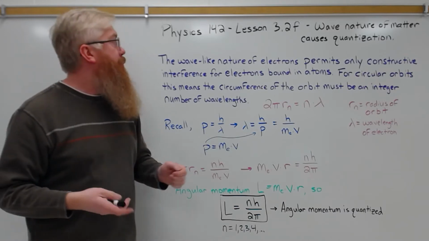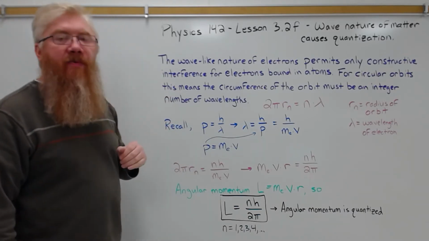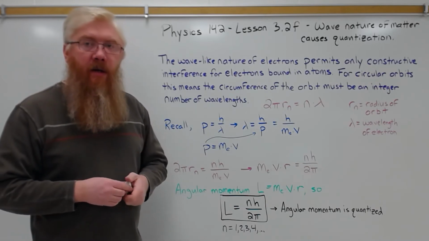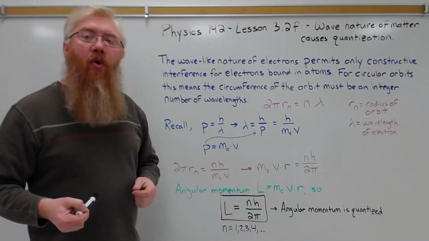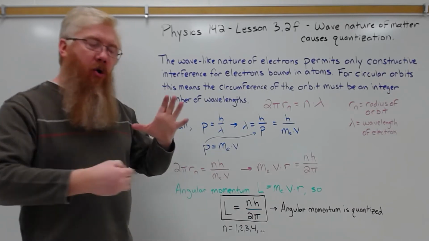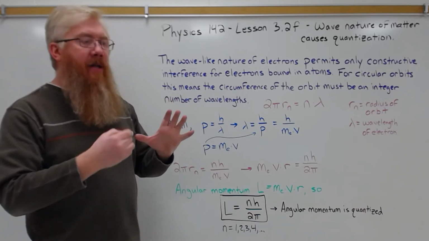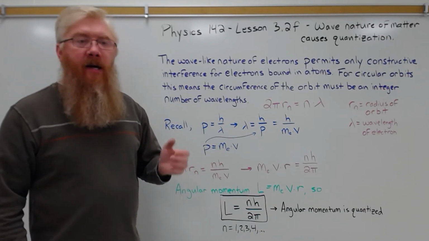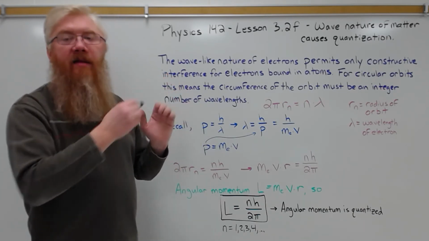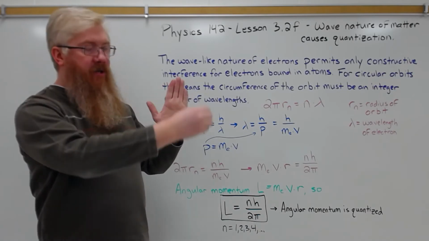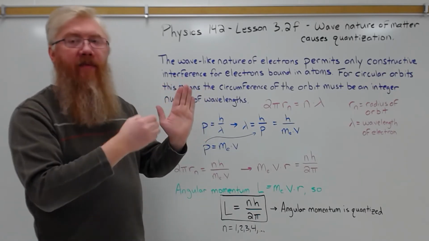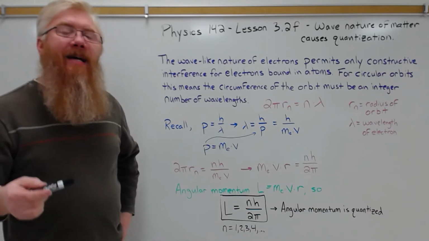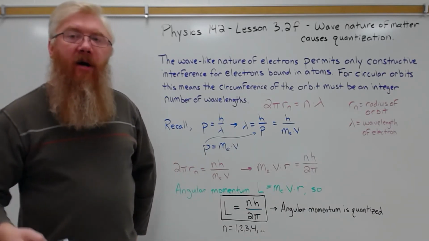around an atom. The wave-like nature of electrons permits only constructive interference for an electron in an orbit around an atom. If we assume the orbit is circular, that means the orbit has to have an integer number of wavelengths. So you have to have one complete wavelength for that circumference of that orbit, or two complete wavelengths, or three complete wavelengths. Those are allowed. Any non-integer number of wavelengths is not.